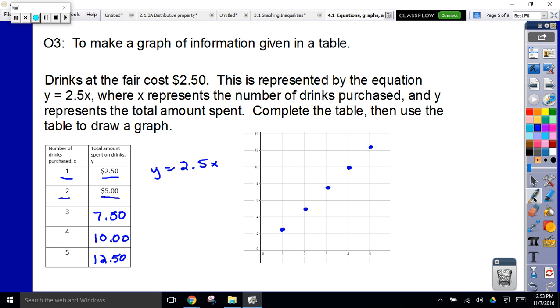This is what's called discrete data as opposed to continuous data, meaning we can't count the amounts in between the dots. There are just distinct answers. Okay. We also need to label our graph. The x-axis, I should have done this first, is the number of drinks purchased. And then the y-axis is the amount spent.